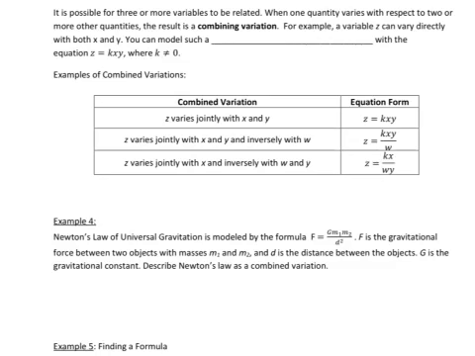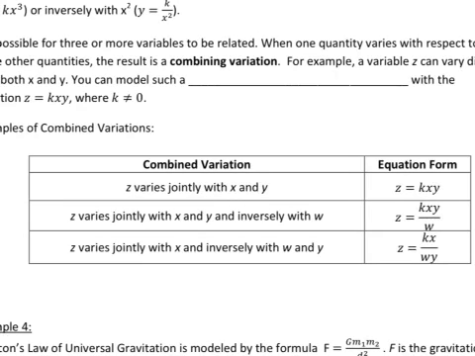Here, for example, a variable z can vary directly with both x and y. When they are both direct, that gets a special name that your book likes to use, and that's called a joint variation. So that's what goes in the blank there, a joint variation. Joint is specific for when they're both direct. You cannot use that when they're both inverse. They have to be both direct.